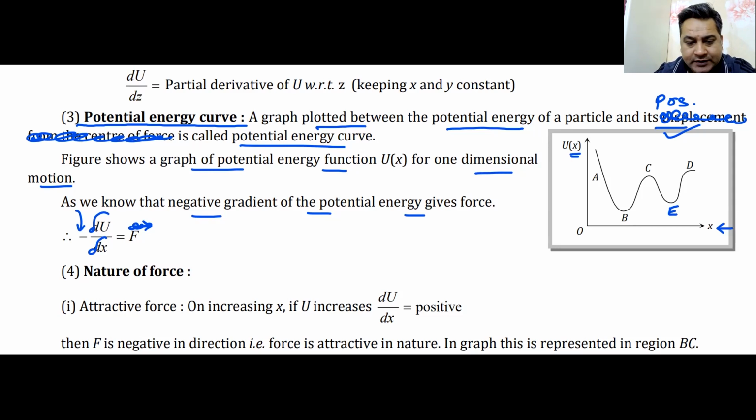I hope you are writing. I'll give you a minute more. I see everyone writing. So basically what you have to do is just draw the graph and write minus del u by del x is the force.